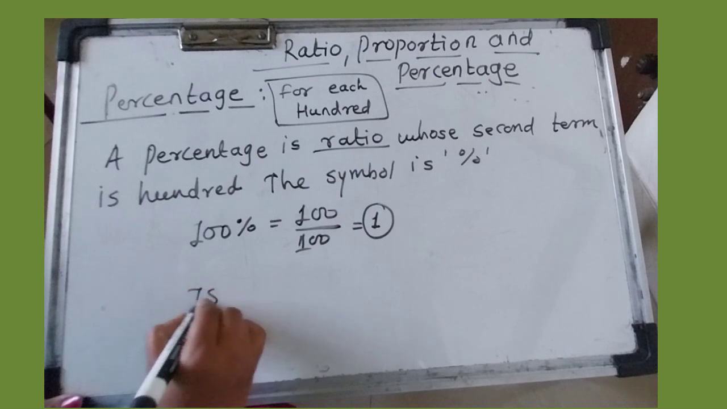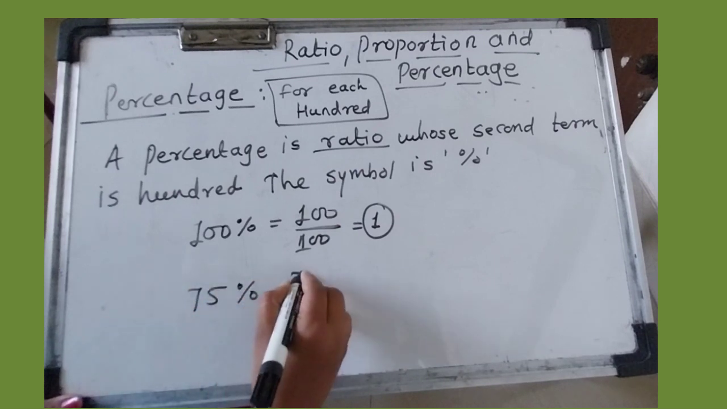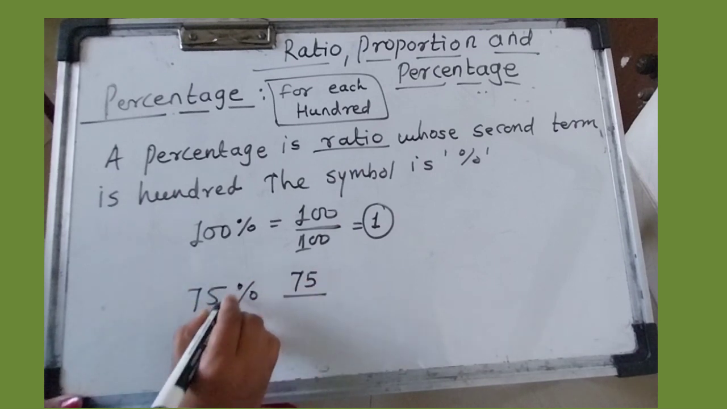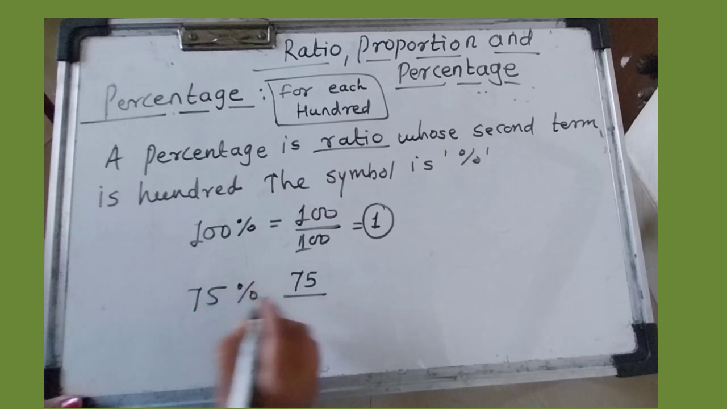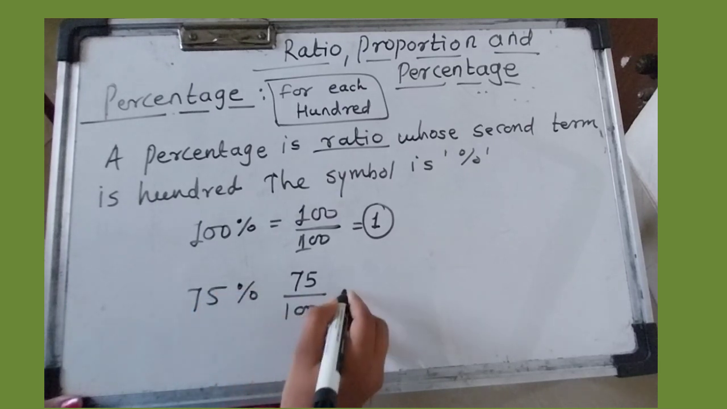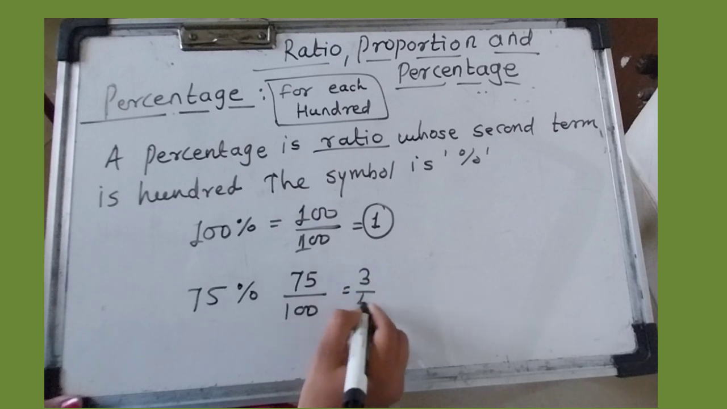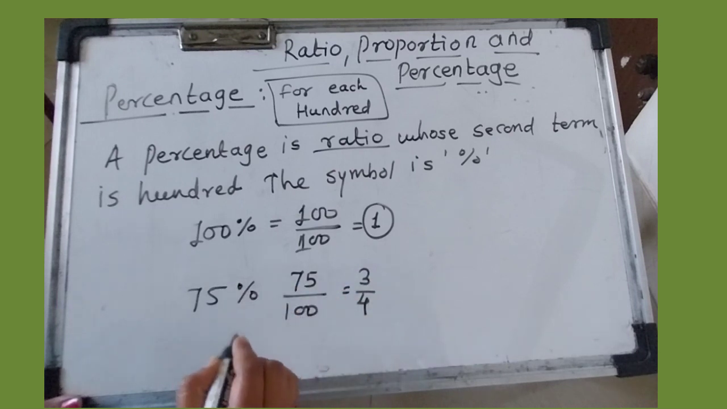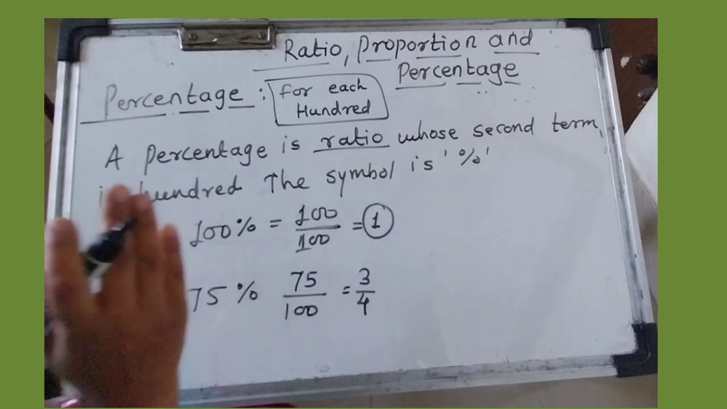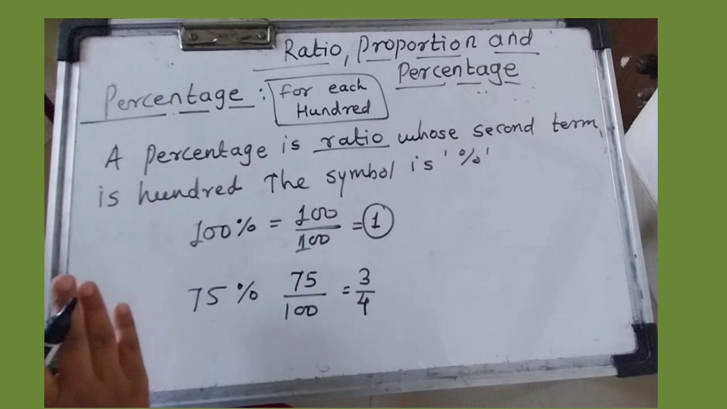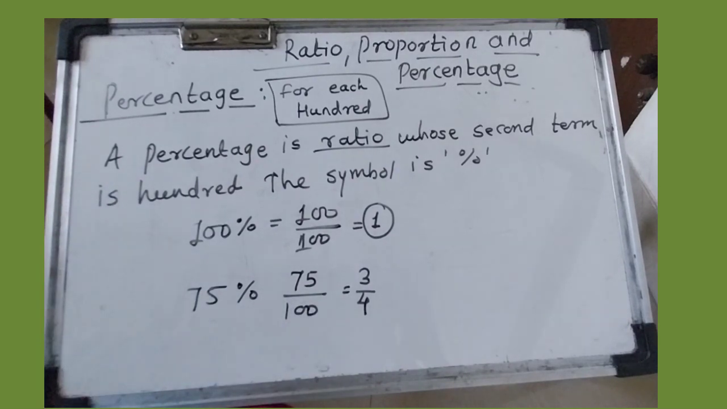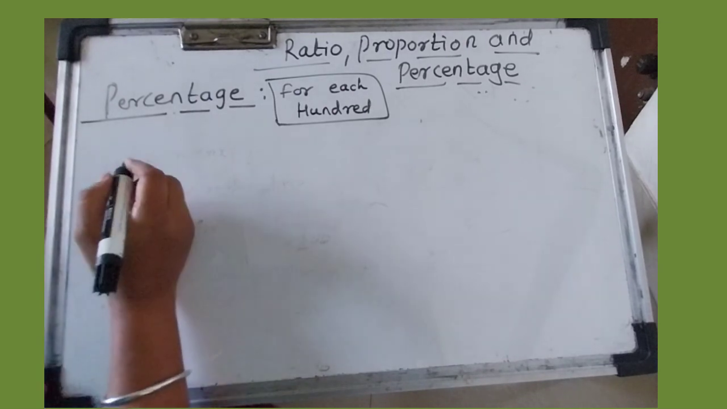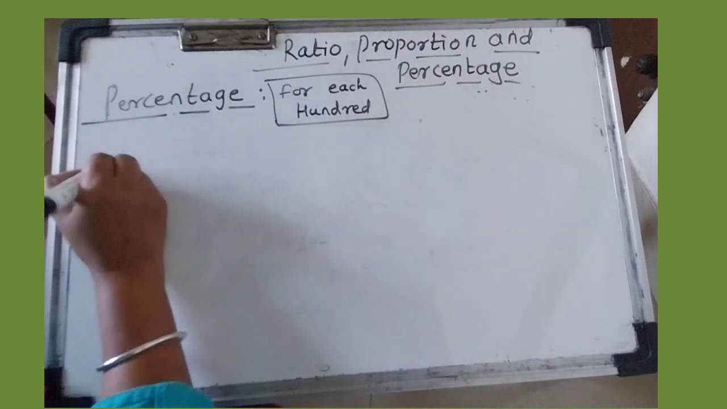Suppose 75% means what? 75 upon, this percent sign is replaced by upon 100. So I write here 3 by 4. Clear? This is the meaning of percentage. I write here some rules. Rule number first.